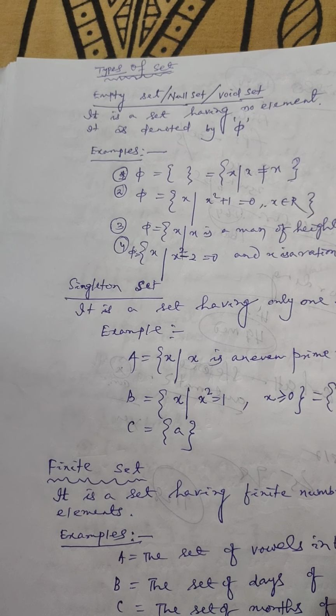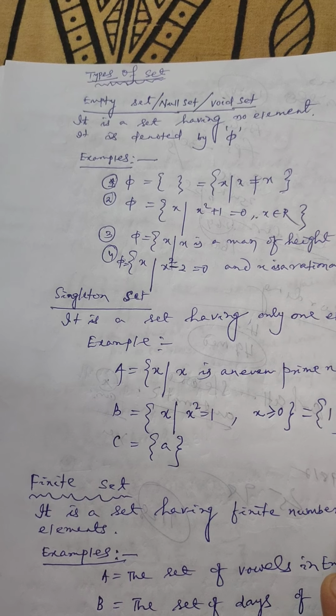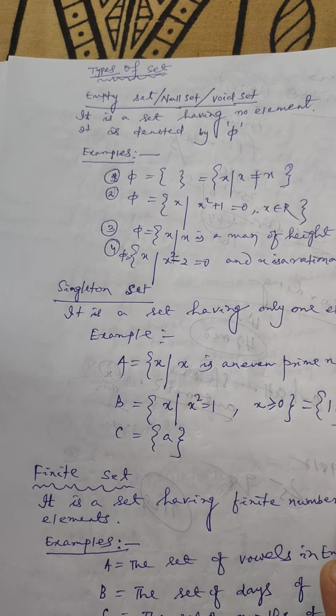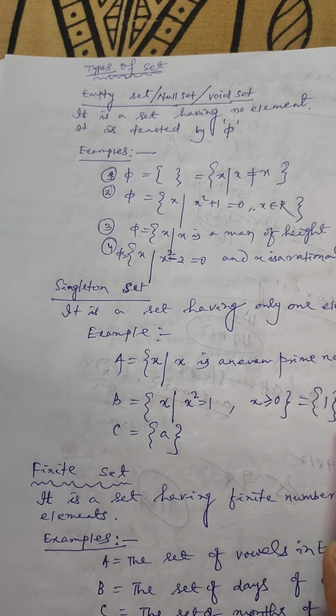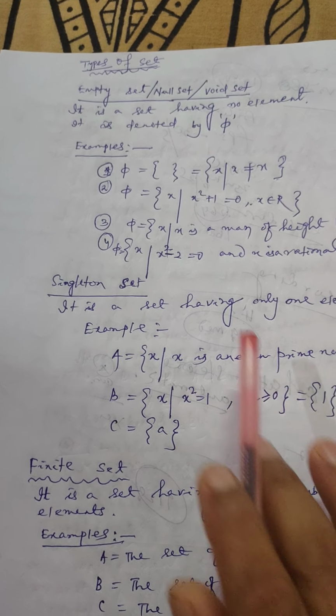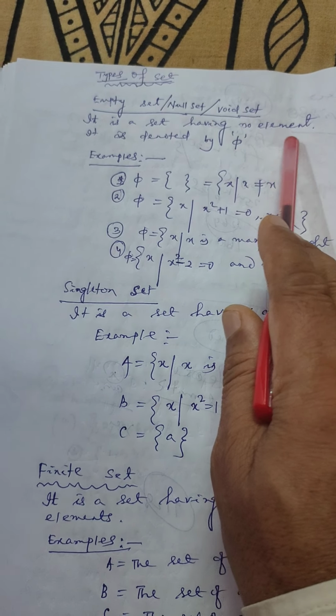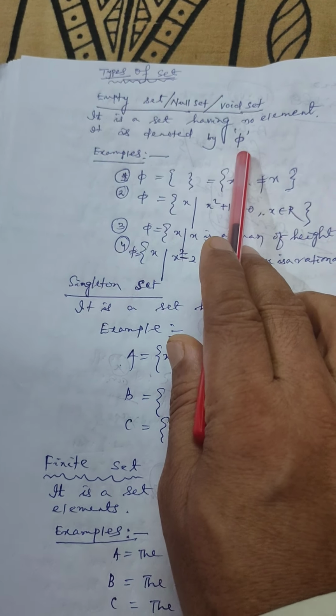Earlier, we learned about the ways of representation of set. Today, we learn about different types of set. One of the different types of set is the empty set. An empty set is a set having no element. It is denoted by the symbol phi.